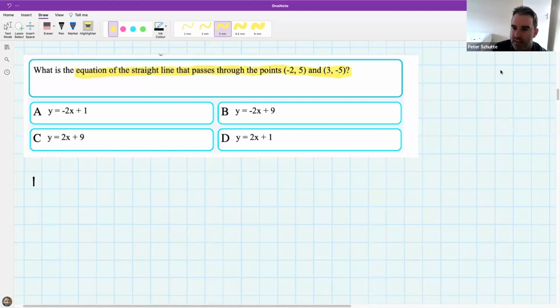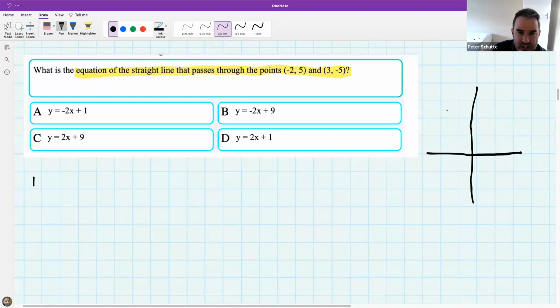Now, in these types of questions, I'm not giving you the Cartesian plane, but sometimes they will give you a Cartesian plane. So you can imagine like -2, 5 might be a point here, and 3, -5 might be a point down here. What we're trying to do is figure out the equation of the straight line that goes through those 2 points.